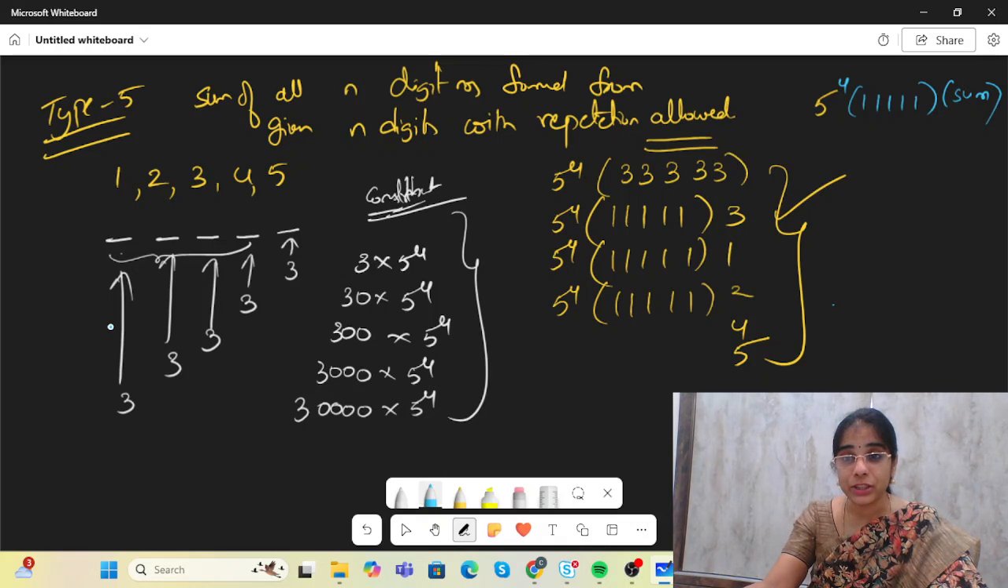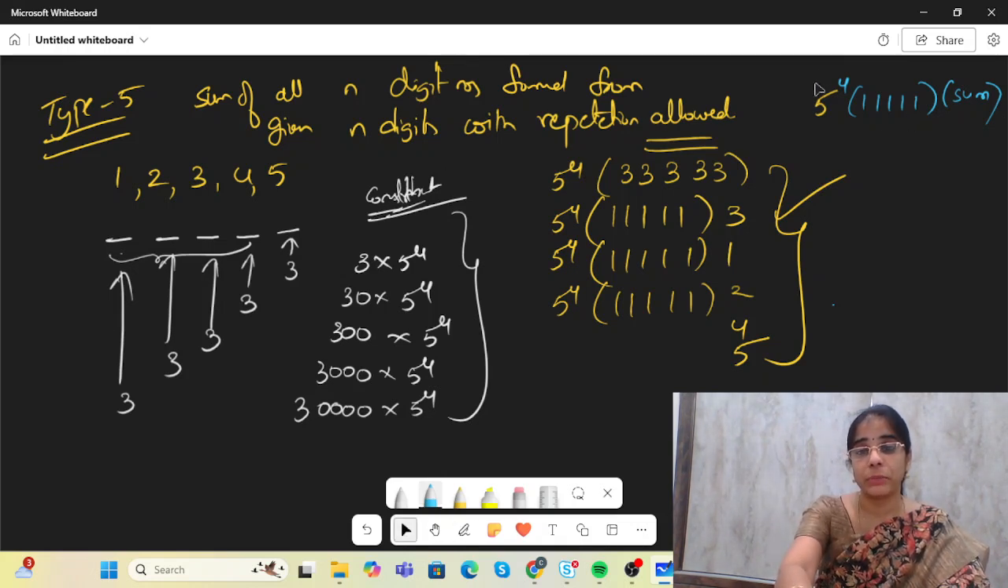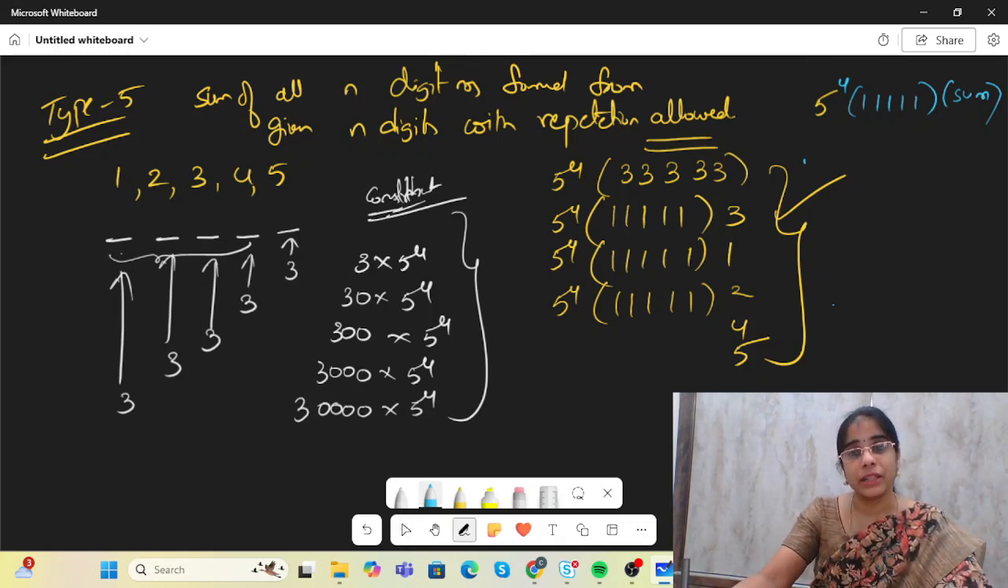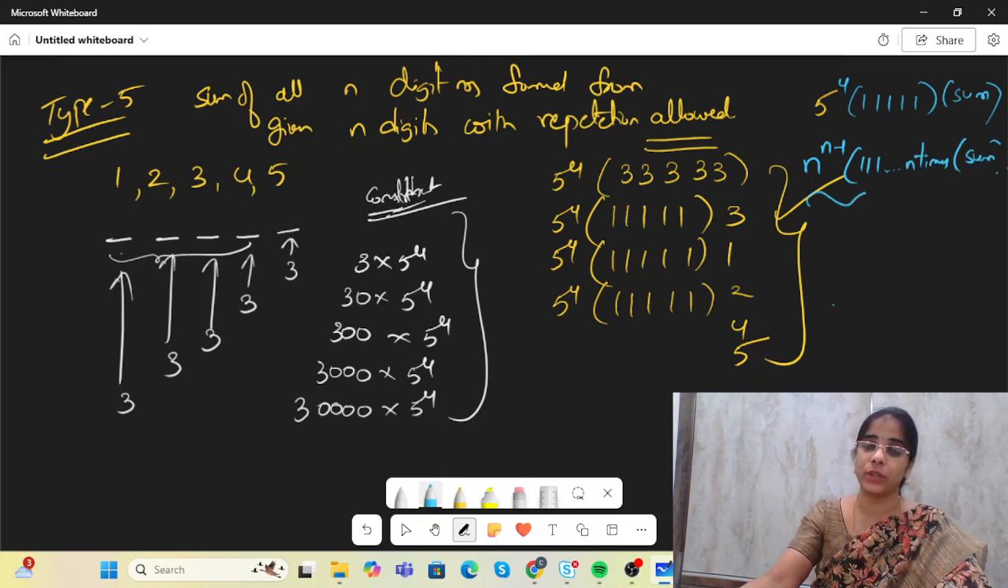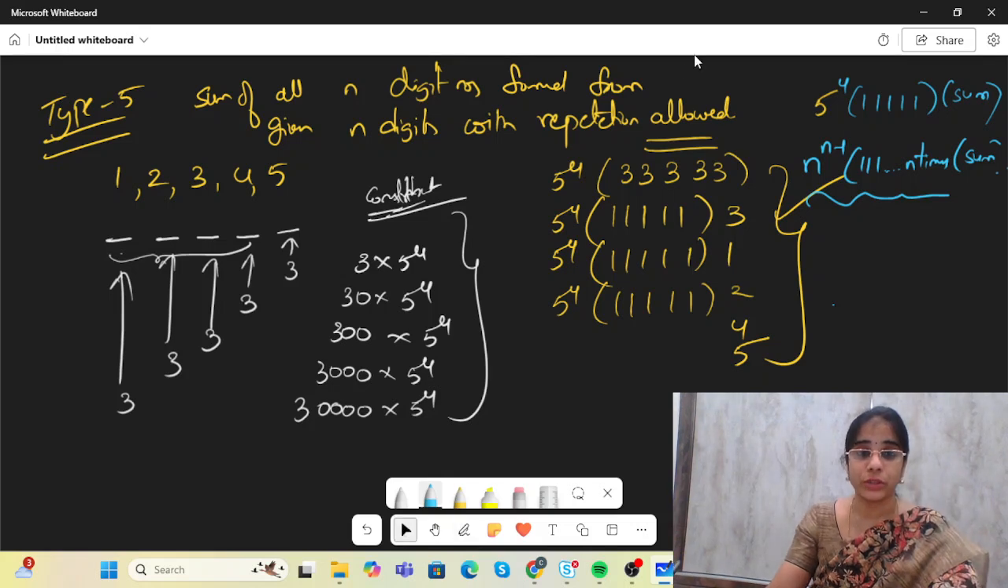When I'm having n digits, I started with 5 to the power 4, right? So I have n digits, n to the power n minus 1 into 1, 1, 1, 1 repeated so on till n times into the sum of all the digits. So if you just know the process, you will be able to solve it. If you are just remembering the formula, you cannot remember so many things, okay? So try to understand the concept clearly and go ahead.